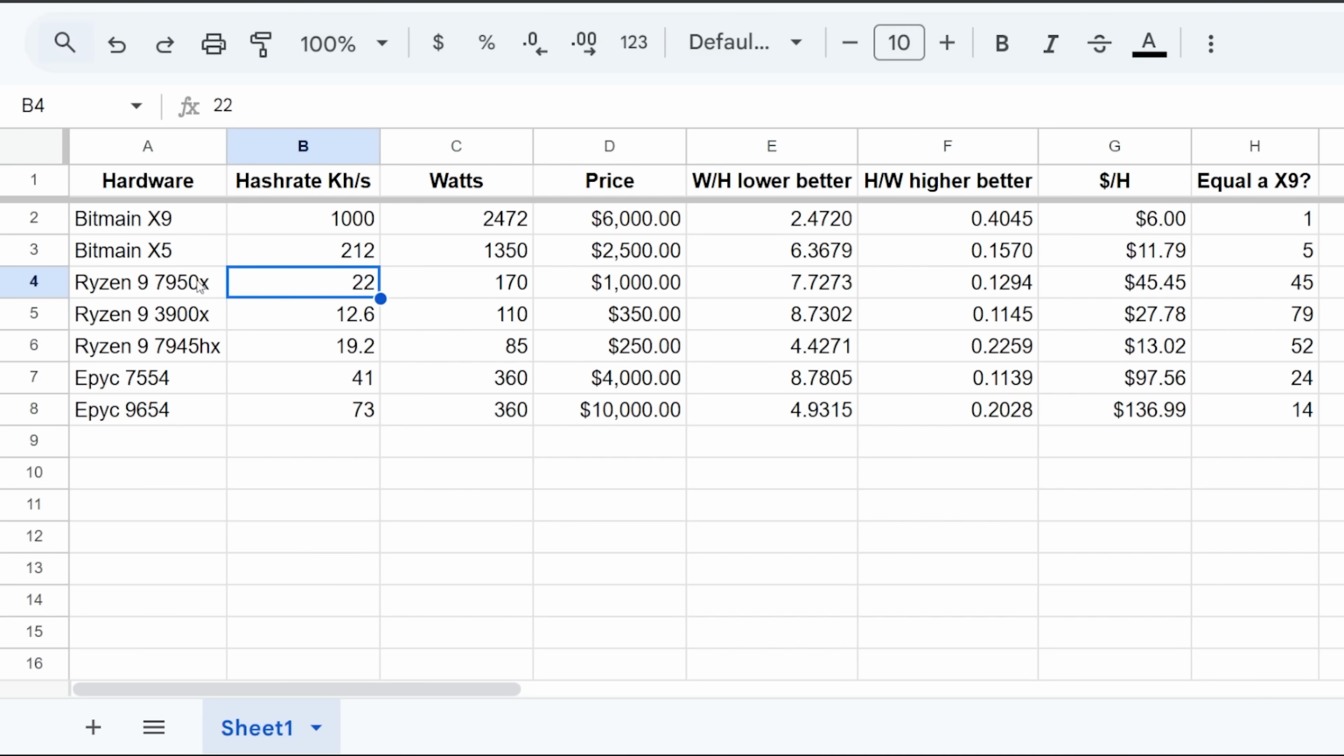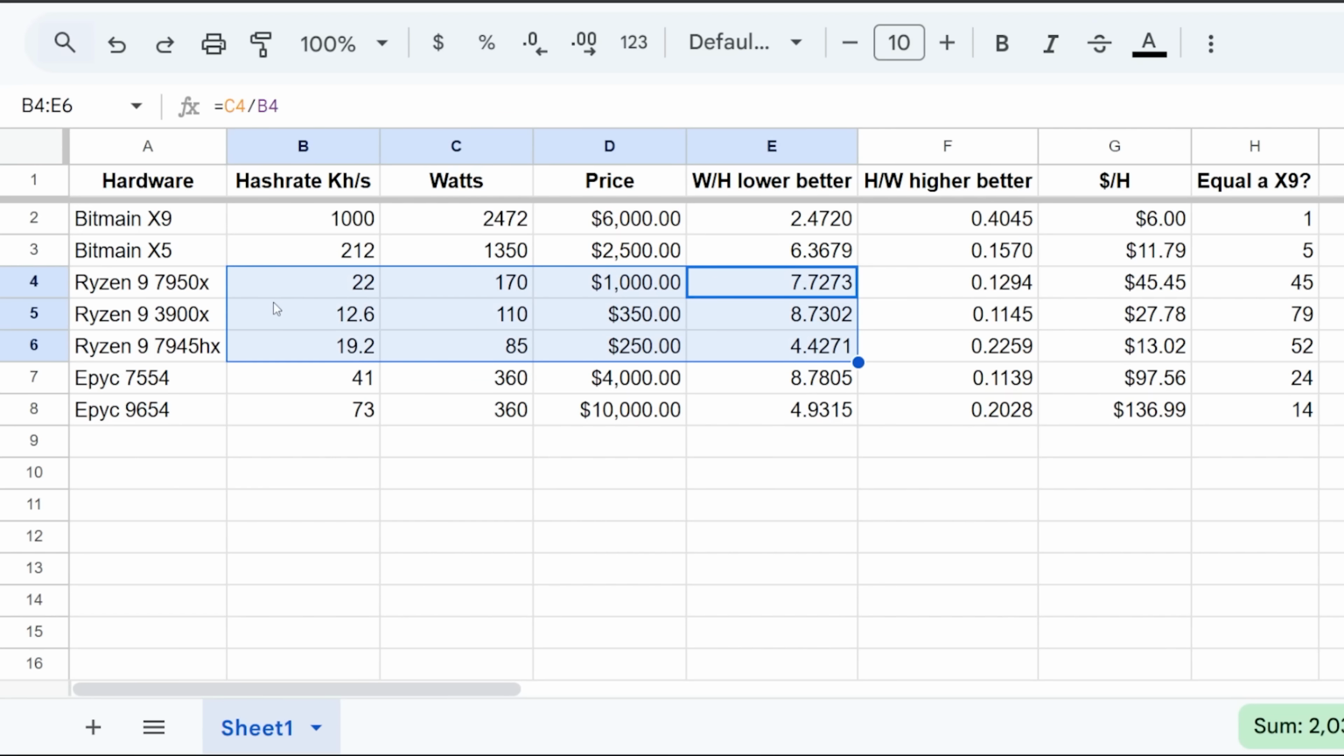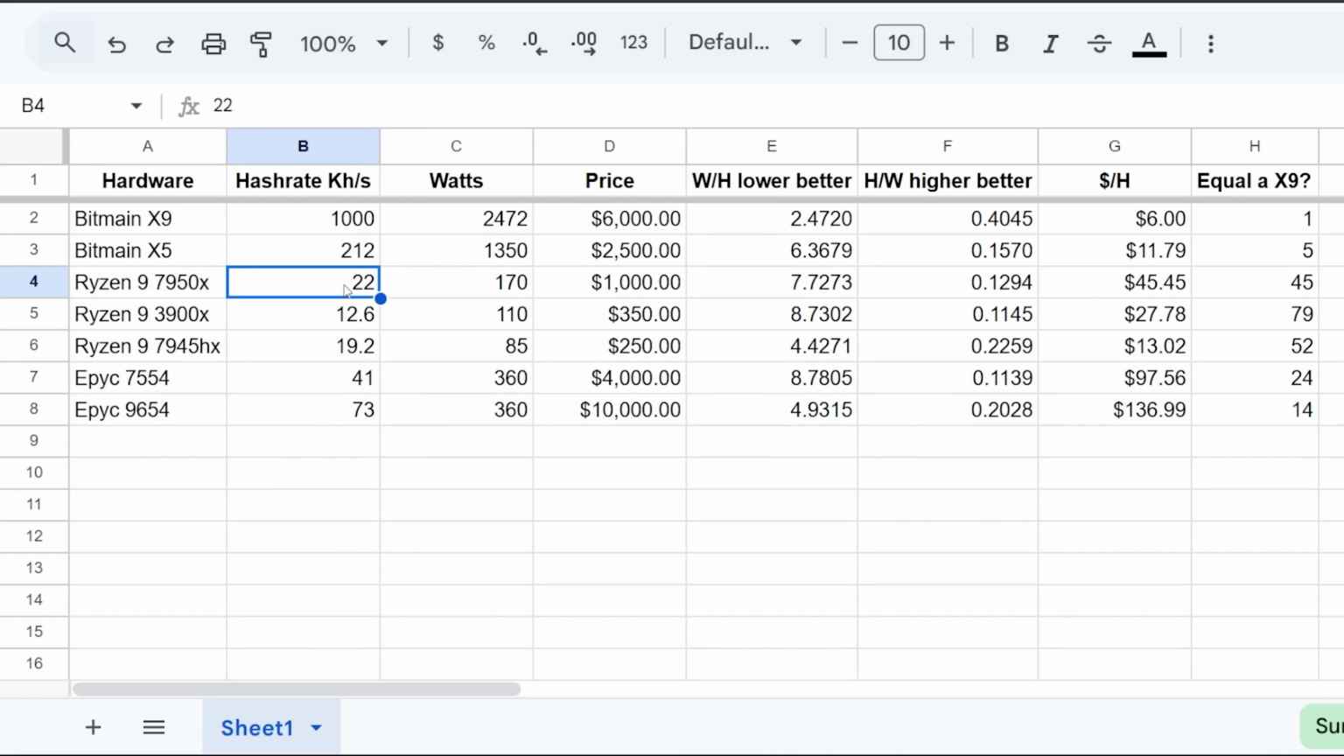But then what about the Ryzen CPUs? Is it going to blow the Ryzen CPUs out of the water? General purpose CPUs for CPU mining? Yes. I think at this point, yes. Because if you look at the 7950X, 22 kilohash, 170 watts, give or take. Some people can get more efficient numbers. That's about a 7.7 watt per kilohash. The X9 would be a 2.4.